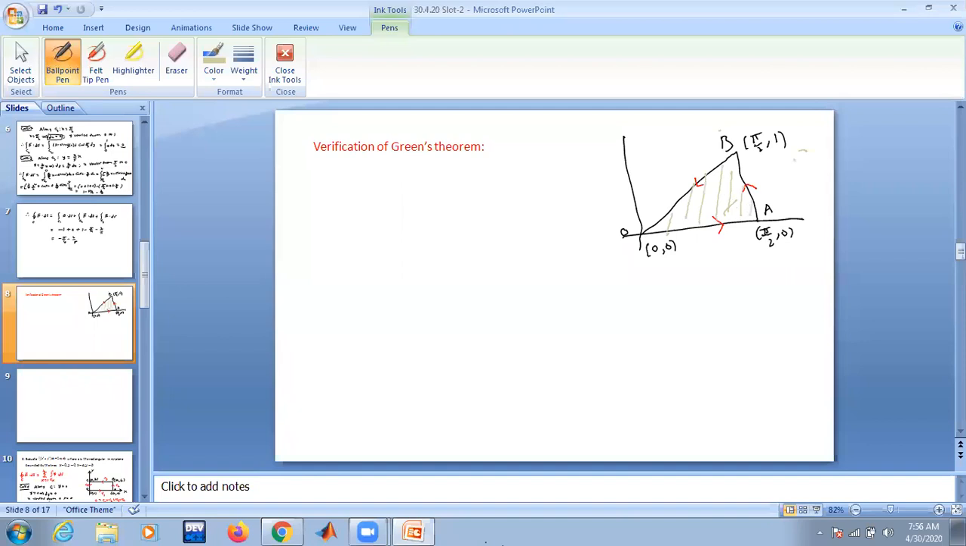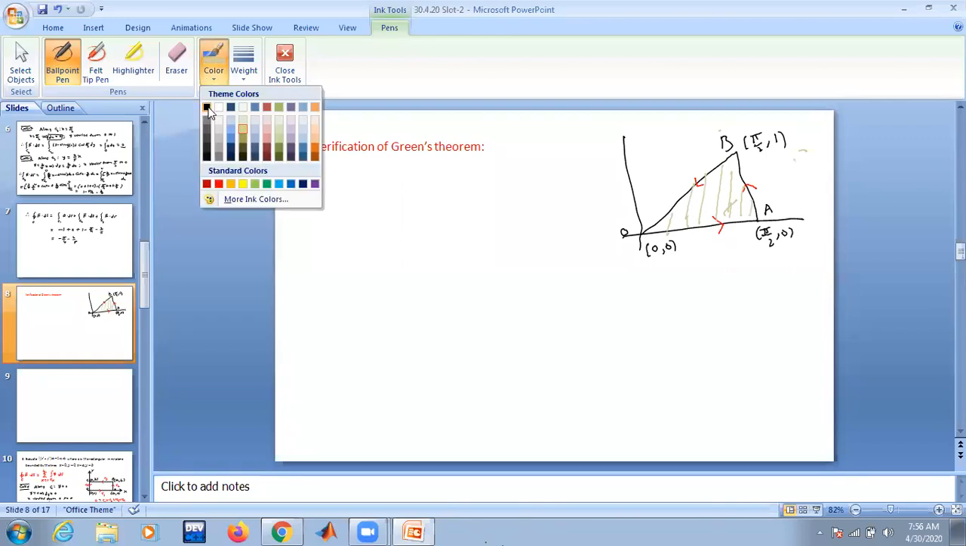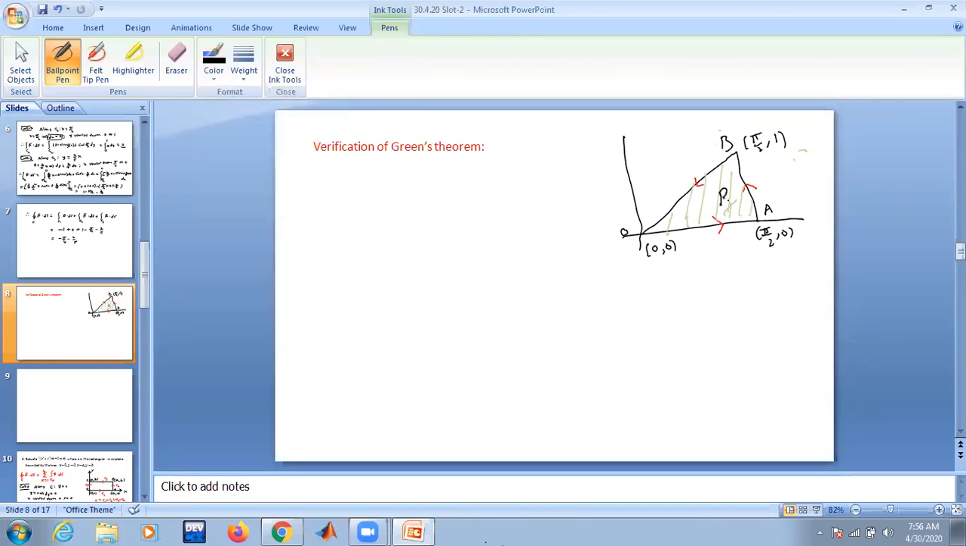Let us call this R. R is the shaded region which is inside C. So this is C, which is the boundary of the shaded region. Okay, now what is given?